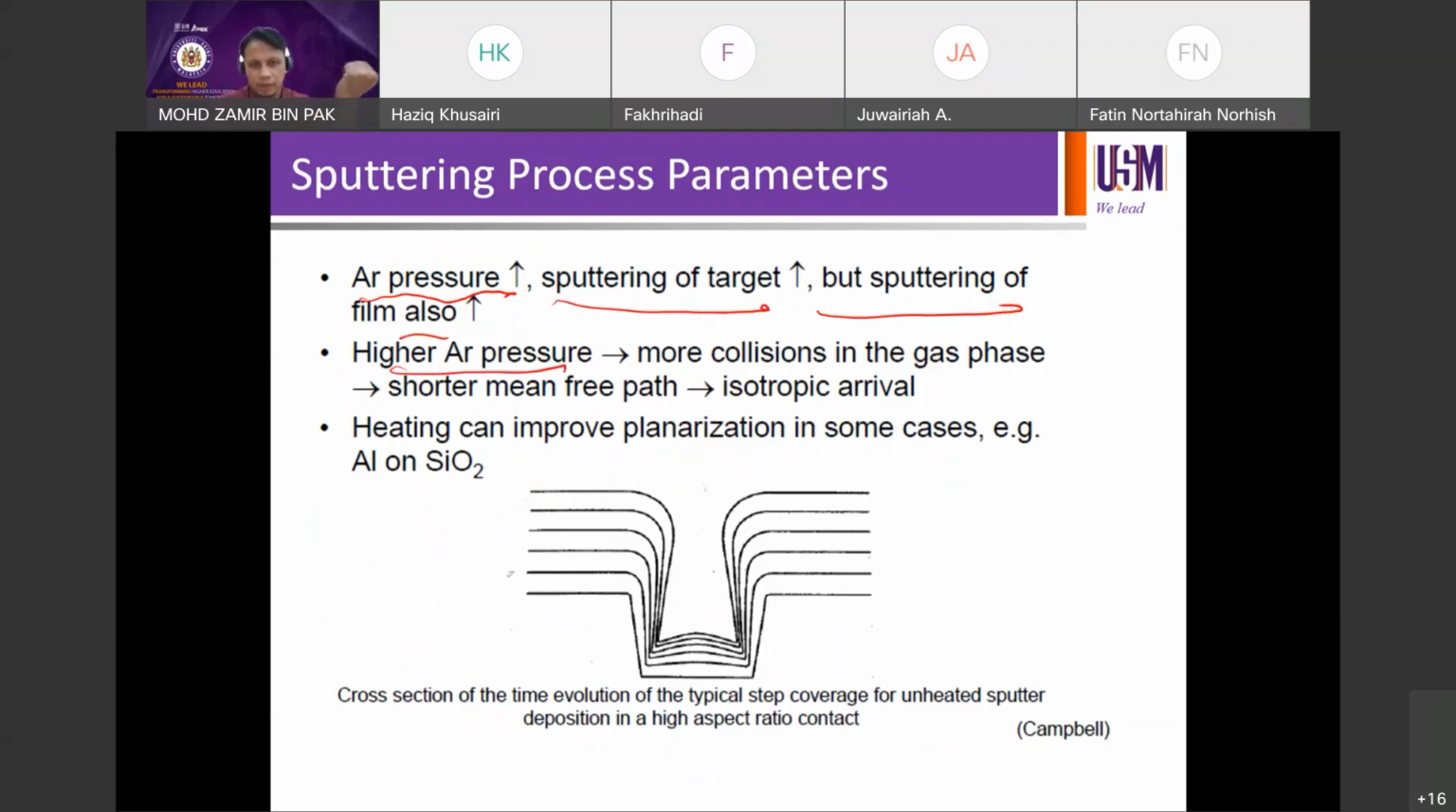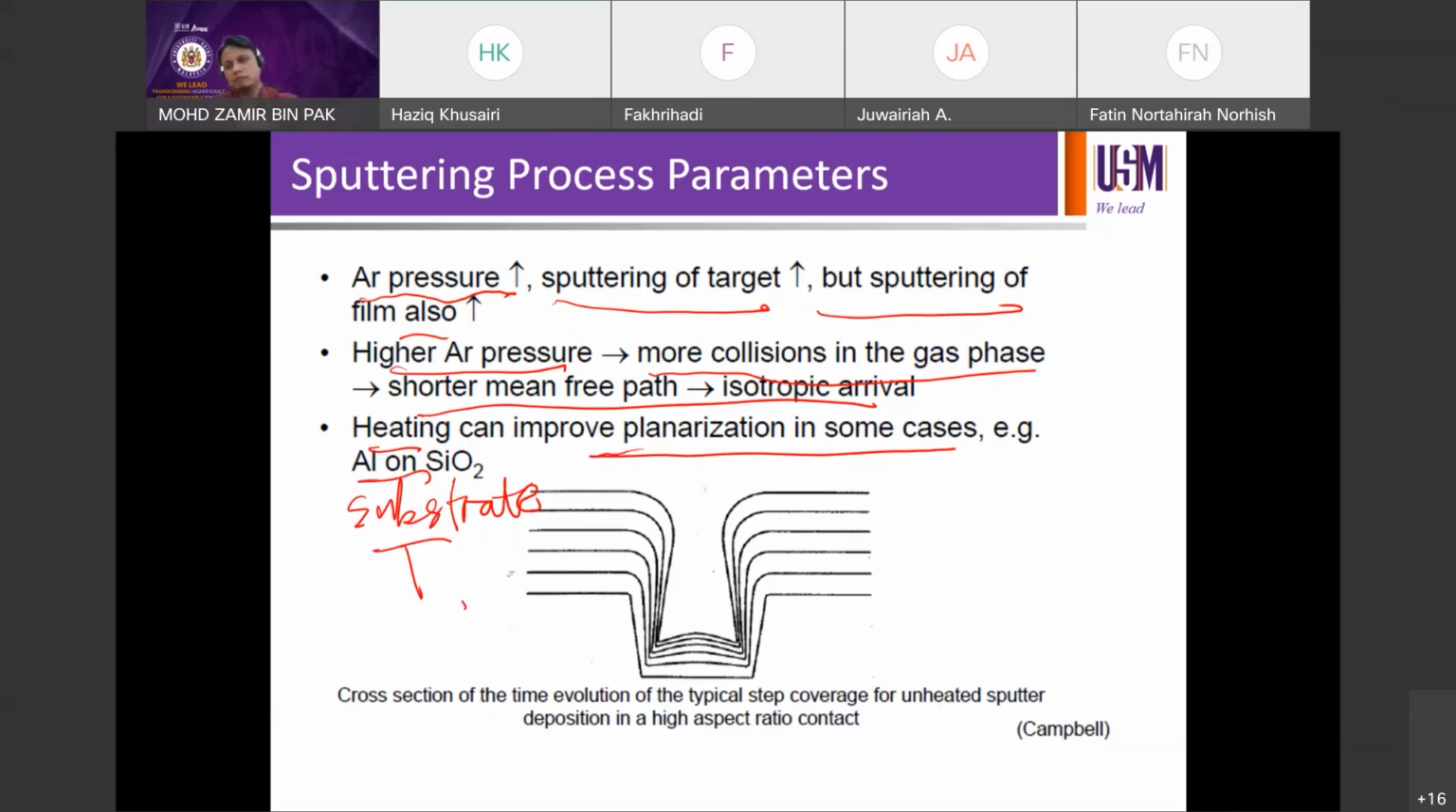You can increase Ar pressure to increase collisions. Sebab lagi banyak Ar atoms in the atmosphere, then you will have more collisions between each other. So that means shorter mean free path, and that means a more isotropic arrival of the atoms. Okay, so heating can also be used using substrate temperature, for example. You will apply heating to the substrate in order to improve planarization in some cases, right?